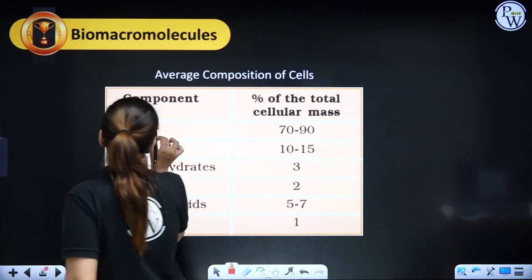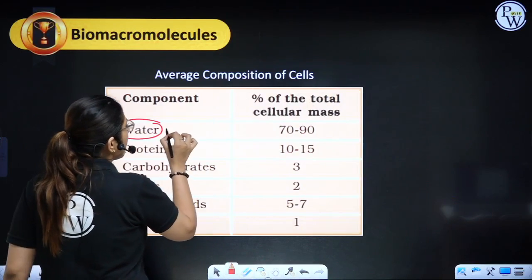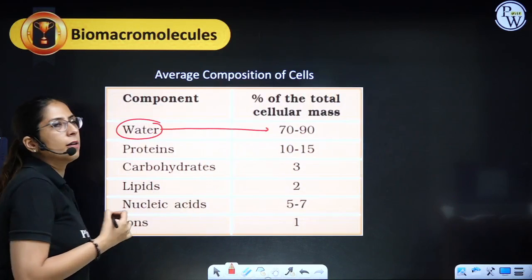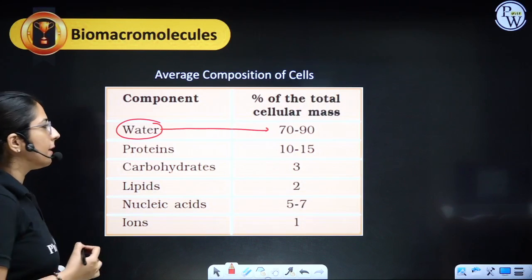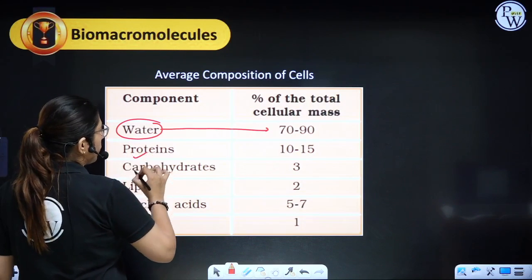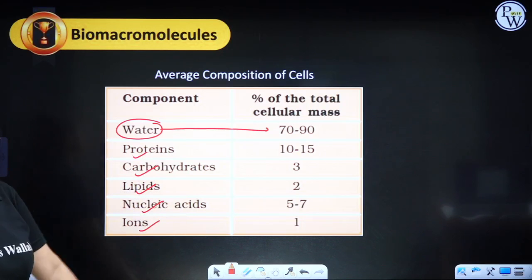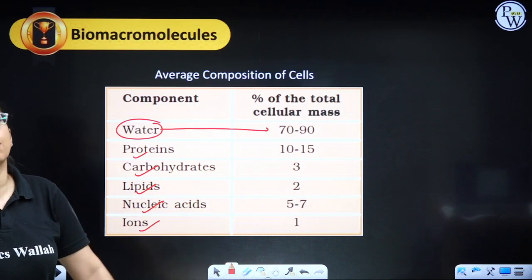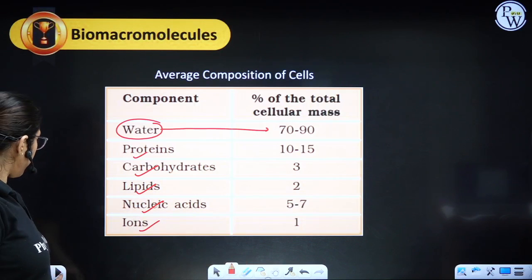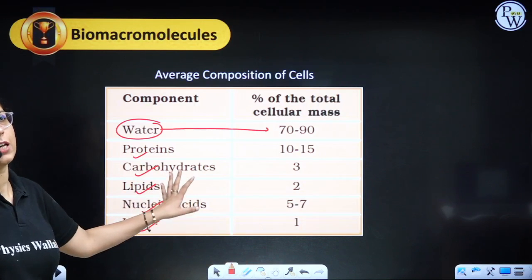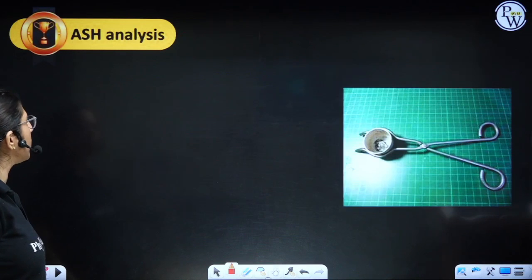This was many times asked in the NEET examination. So maximum in the cell we have is water. Clear? That is 70 to 90%. Then we have protein, carbohydrates, lipids, nucleic acids, and the ions are present, which is even less than sometimes 1%. So this you have to remember, very important from your NEET point of view.